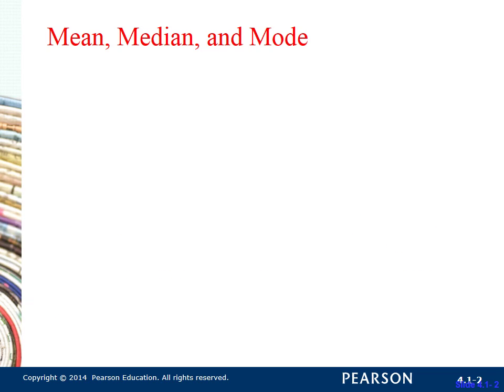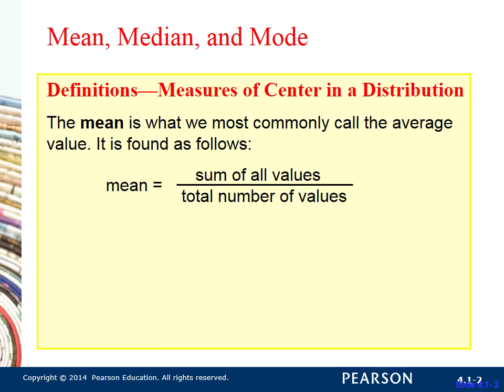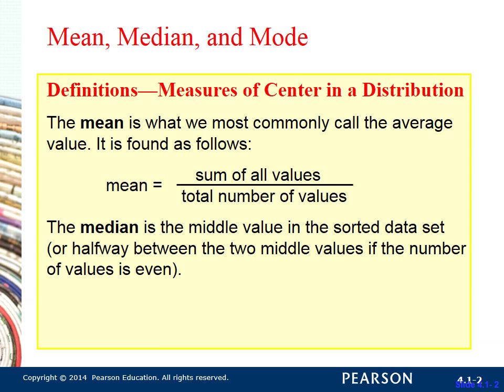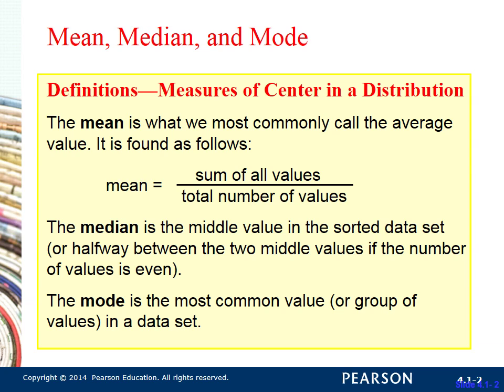All right, so mean, median, and mode. Most of you know these definitions already. They're measures of center in a distribution. The mean is what we usually think of as average. We add up all the values and divide by the total. The median is that middle number. Now you do have to sort the data first and then find the one that's halfway between the two middle values. And third, the mode is the most common.